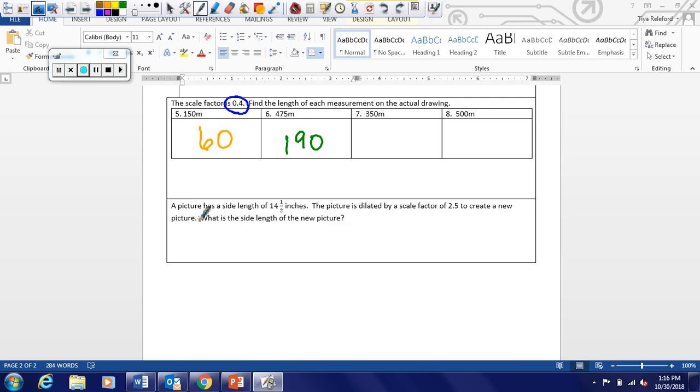So the last problem on your notes says a picture has a side length of 14.5 inches. The picture is dilated by a scale factor of 2.5 to create a new picture. What is the side length of the new picture? So if they give us a scale with a top and a bottom, we make a proportion. If they just give us a number, we multiply. So you are multiplying 14.5 times 2.5. Easy peasy lemon squeezy.